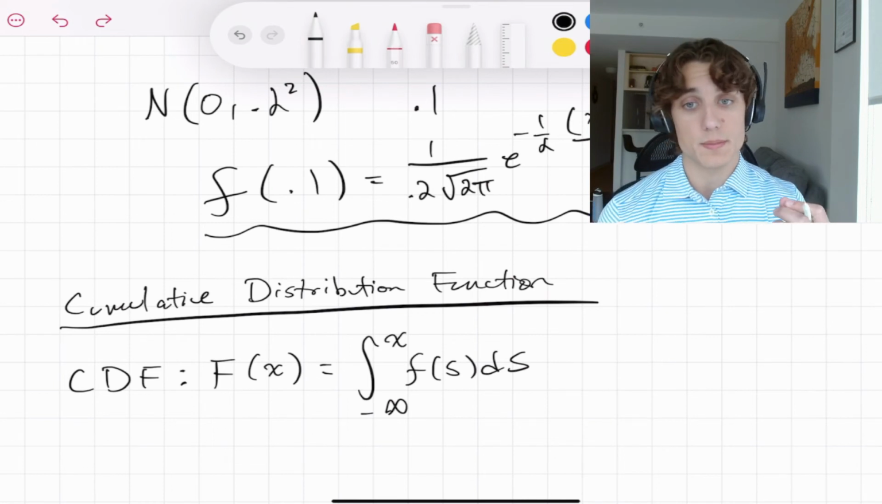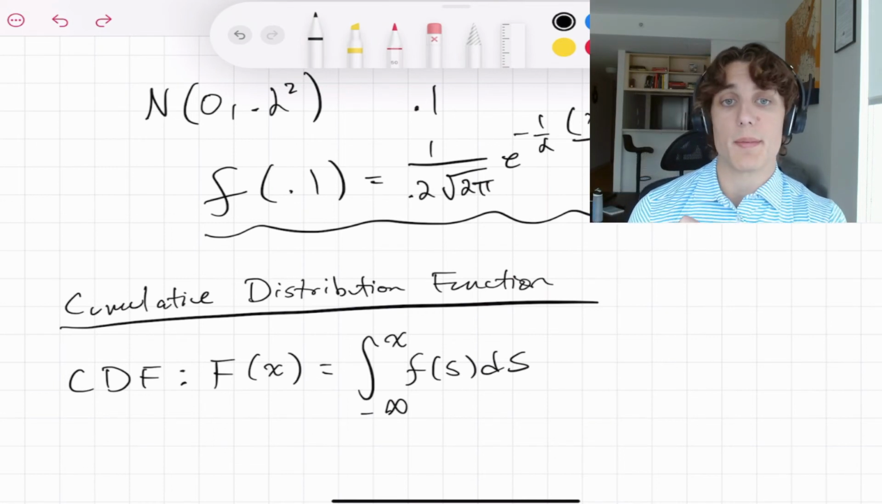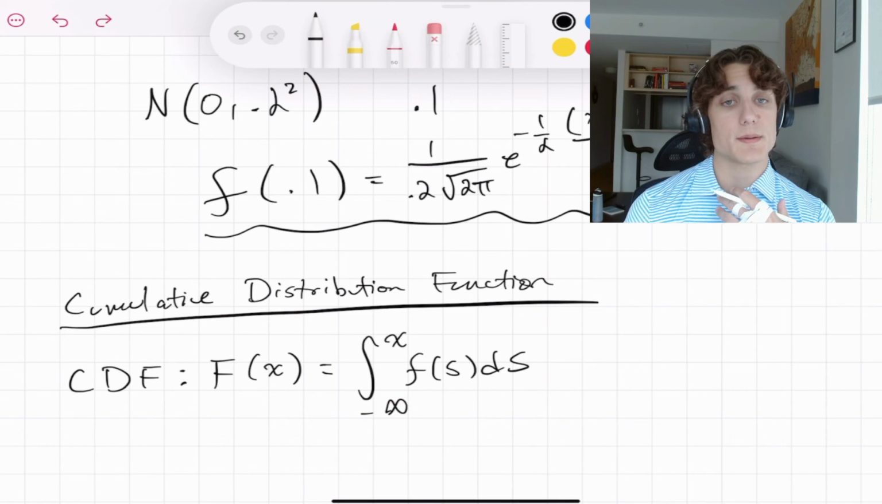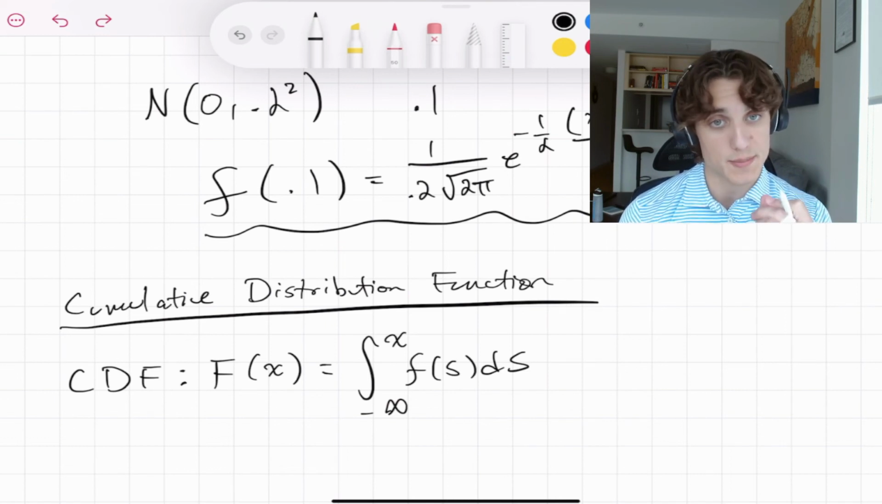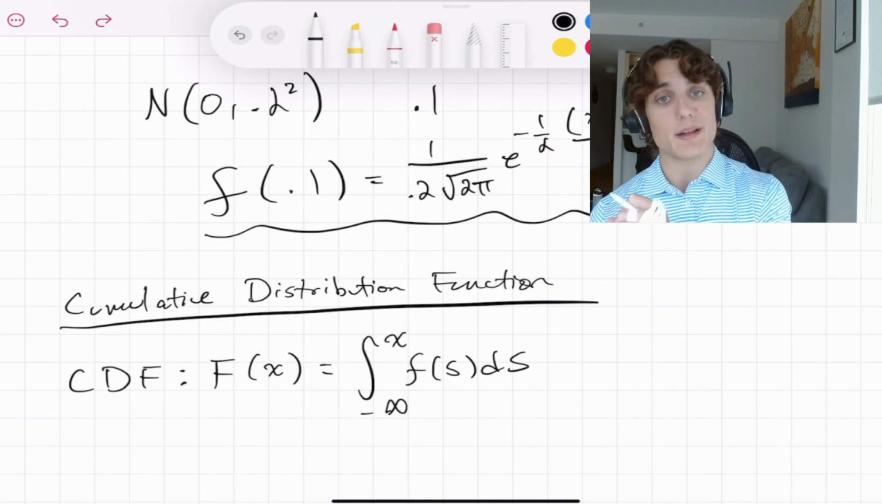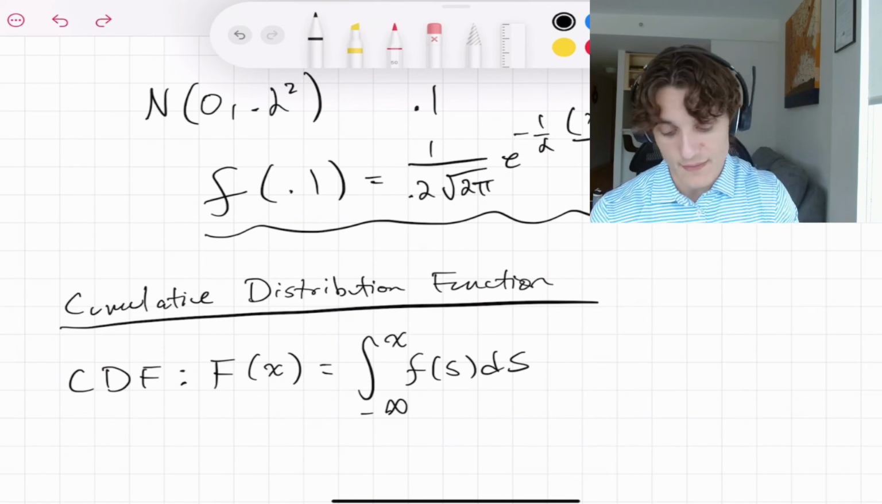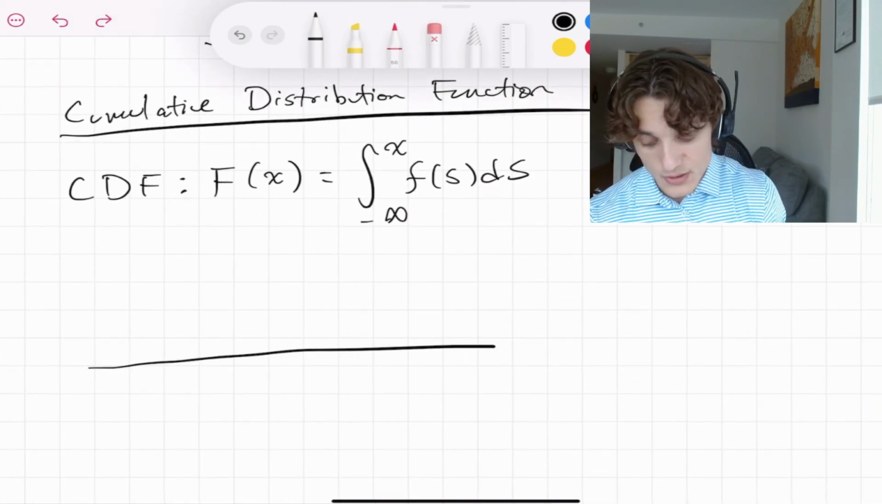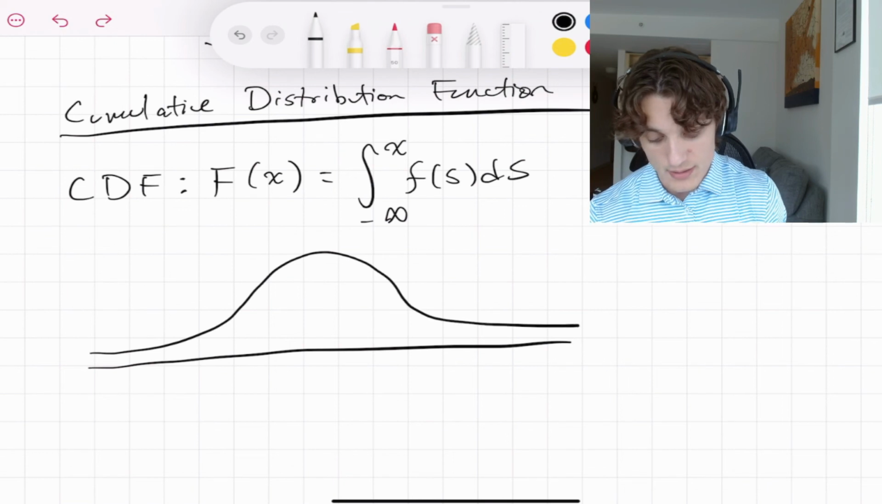The cumulative distribution function is different from the probability density function in that it gives us the probability that x is going to fall within a specific range. That is from negative infinity up until a certain value. So graphically, this is going to be the area under the bell curve.